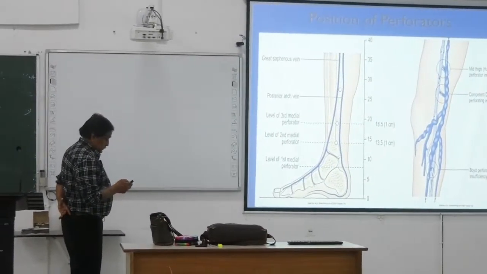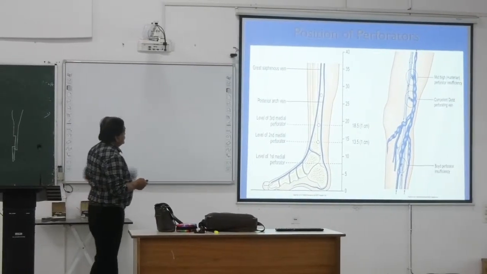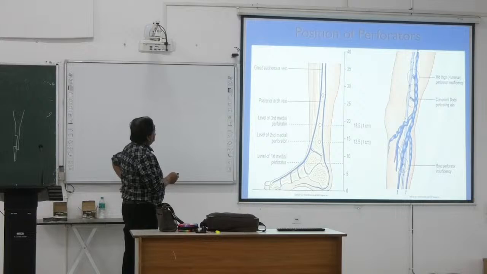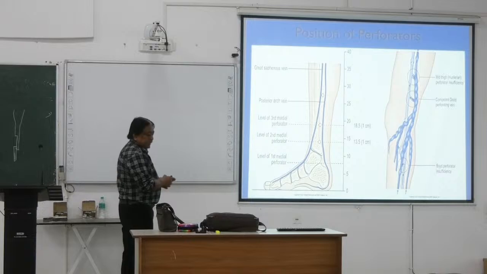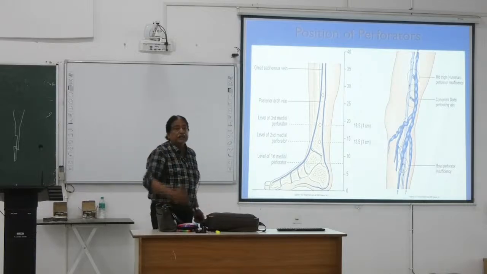Now, position of perforators. The great saphenous vein, posterior arch vein, level of the third medial perforator, level of the second medial perforator, and level of the first medial perforator. Now you see, you just draw a diagram. You draw the great saphenous vein, the posterior arch vein, the level of the third medial perforator, the second medial perforator, and the first medial perforator. This is a cross section of the thigh and the leg.